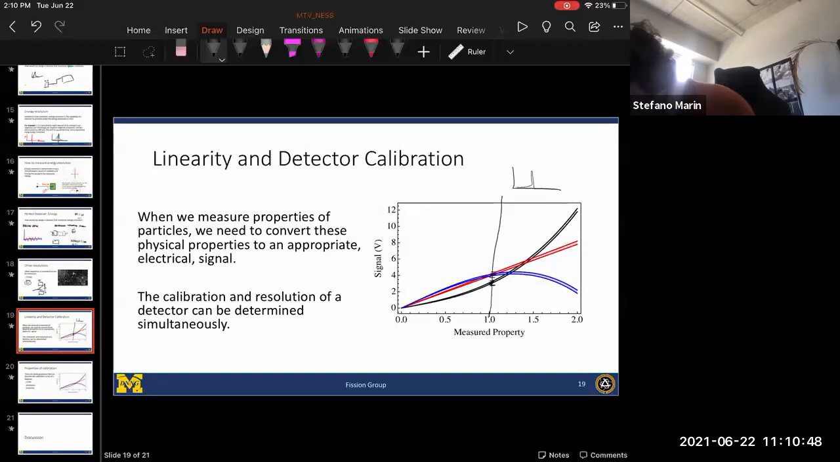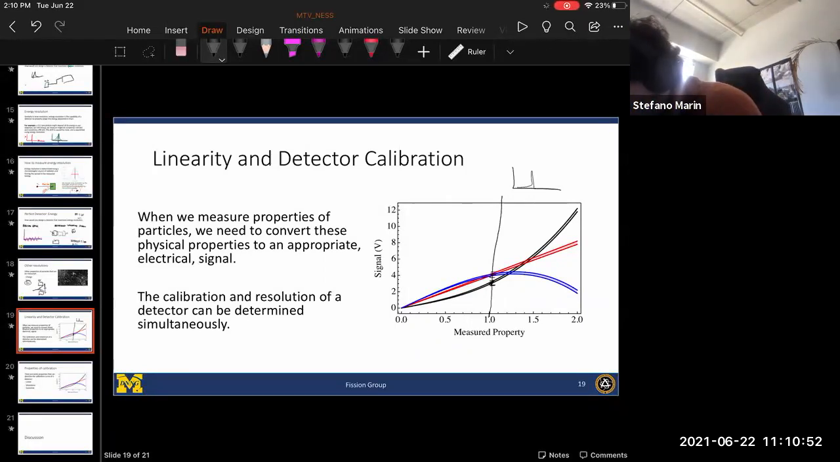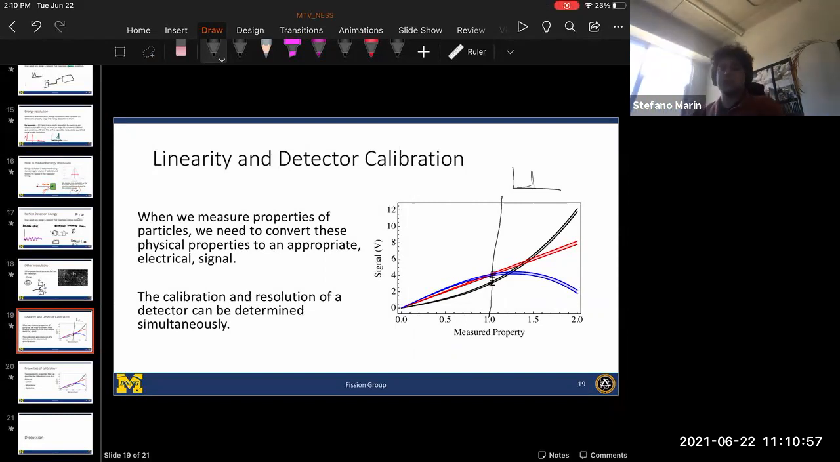And we can see that this is one effect. So these three lines here can have all the same width at that point there. And so based on the discussion before, we would say that those three detectors have the same resolution with respect to that property that we just discussed.